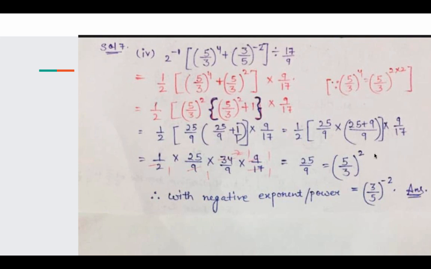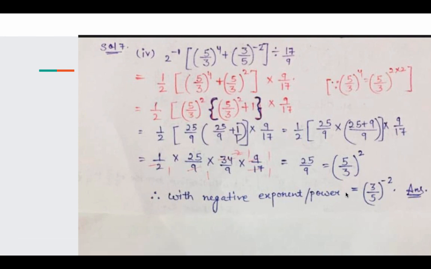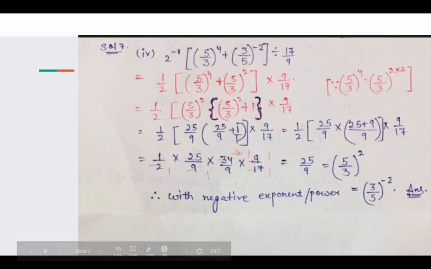Which is equal to, in exponential form, 5 by 3 whole square. You can check: 5 square 25, 3 square 9. So 5 by 3 whole square. Now the question was to write this in the negative form. Positive power, negative power. How are we making it positive? See, just by taking the reciprocal. So positive can also be made negative by taking the reciprocal. So with negative exponent or power, it is equal to 3 by 5 whole raised to power minus 2. Clear? Just a reciprocal we have taken and we have changed the positive power to negative. Clear? This is how you have to do question number 7.